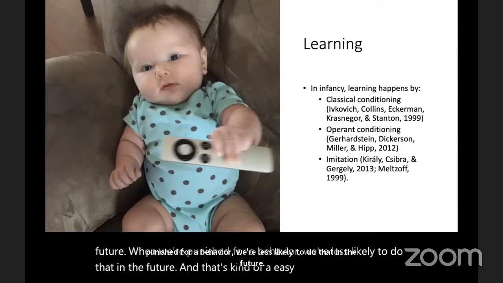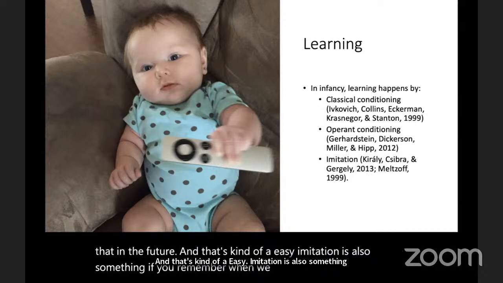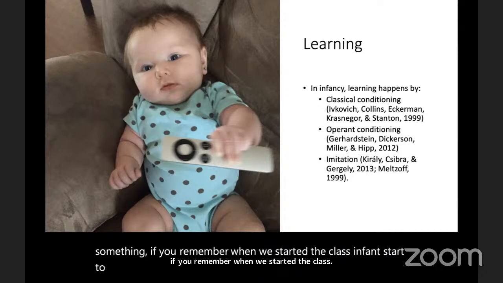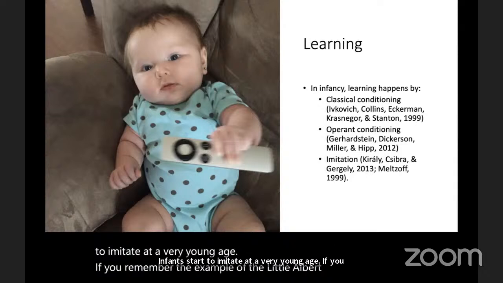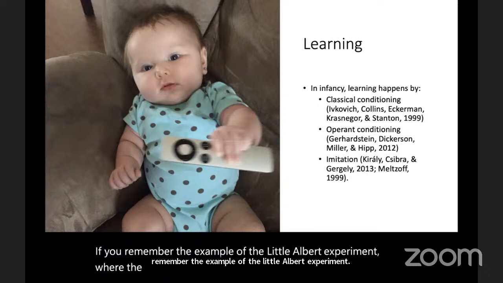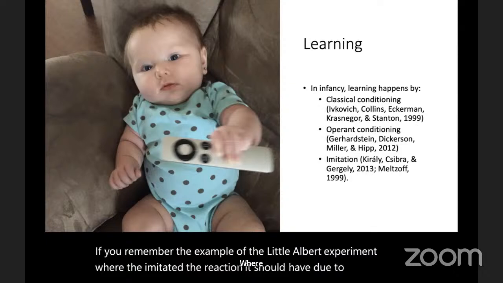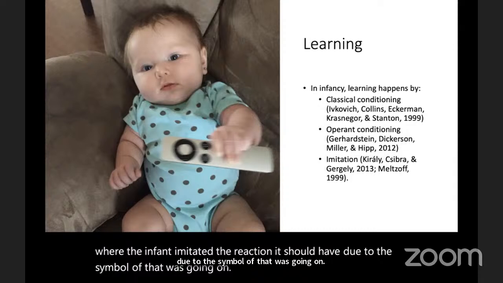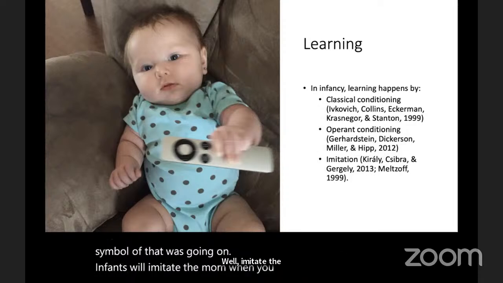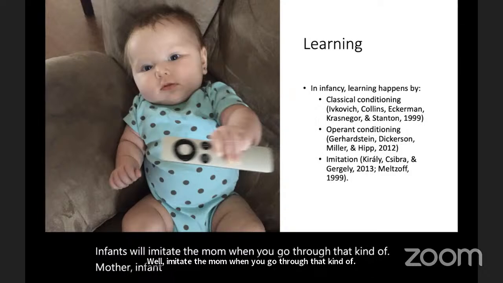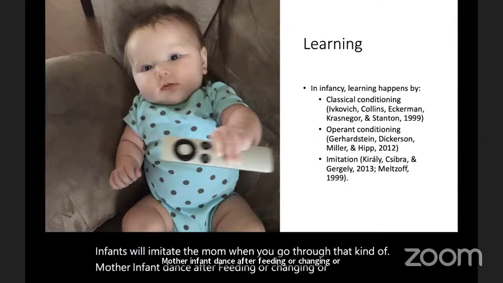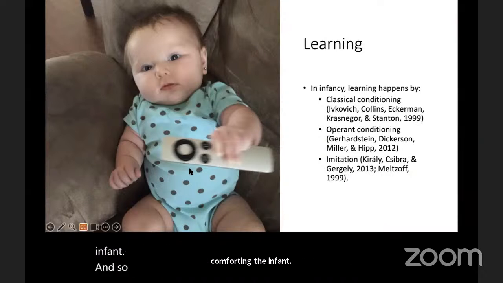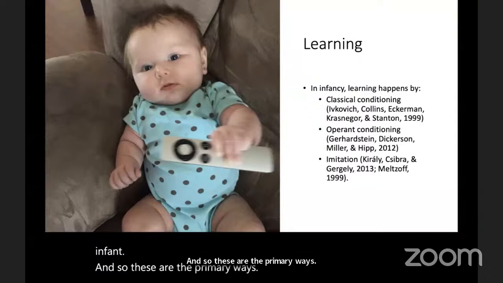Imitation is also something, if you remember when we started the class, infants start to imitate at a very young age. If you remember the example of the Little Albert experiment, where the infant imitated the reaction it should have, due to the symbol that was going on. Infants will imitate the mom when you go through that kind of mother-infant dance after feeding or changing or comforting the infant. And so these are the primary ways that infants start to learn.